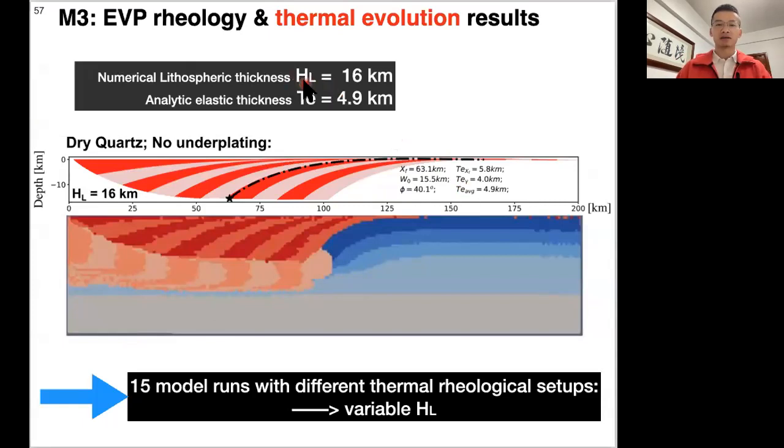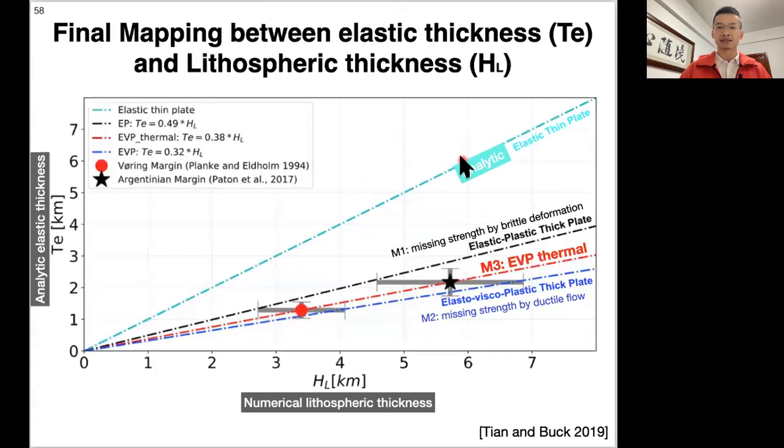And here are the results. So we have a lithospheric thickness for this model of 16 kilometers. And we measure the observables and can estimate the TE from this geometry. And we also ran another 15 models with different H_L. Here is the model result summary. If it is an elastic thin plate, it should be a 1-to-1 relationship between the analytic elastic TE and the numerical lithospheric thickness.